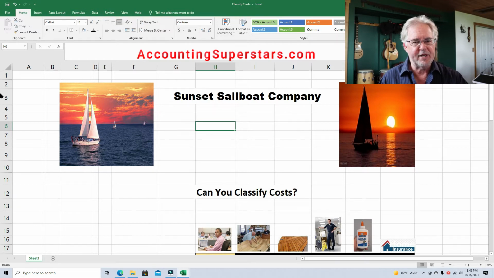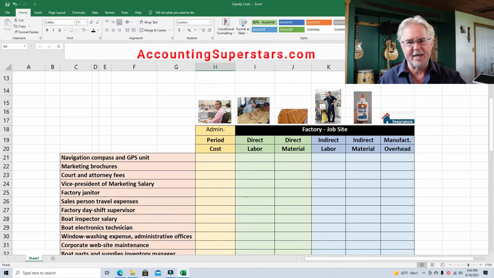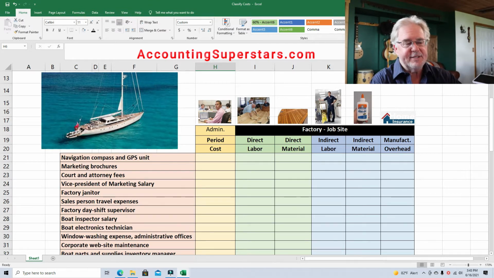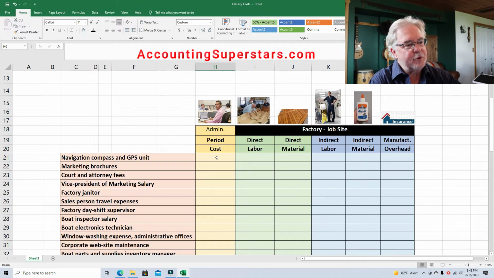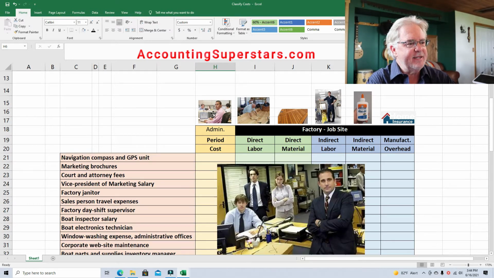So here's what we're doing here, folks. Here's what we got. I've got little pictures here to help us out too. So we need to know what category to put all of these costs in. Now this is the Sunset Sailboat Company, and they build sailboats. Some small sailboats, some big ones, really nice sailboats. So in the first column, we've got administrative period cost. And I have a picture, it's tiny, maybe you can't see it on your computer screen. But here's a picture of a guy working in an office, and he's looking at his computer screen. Maybe he's playing video games or something, who knows.